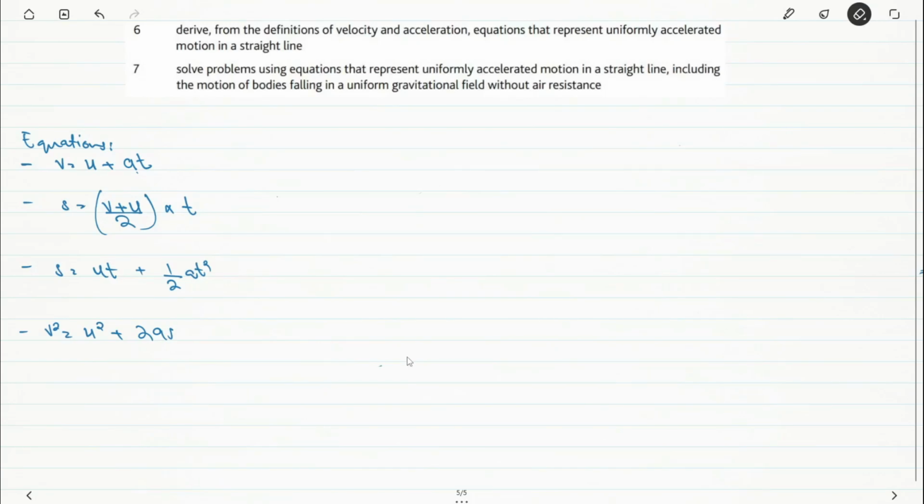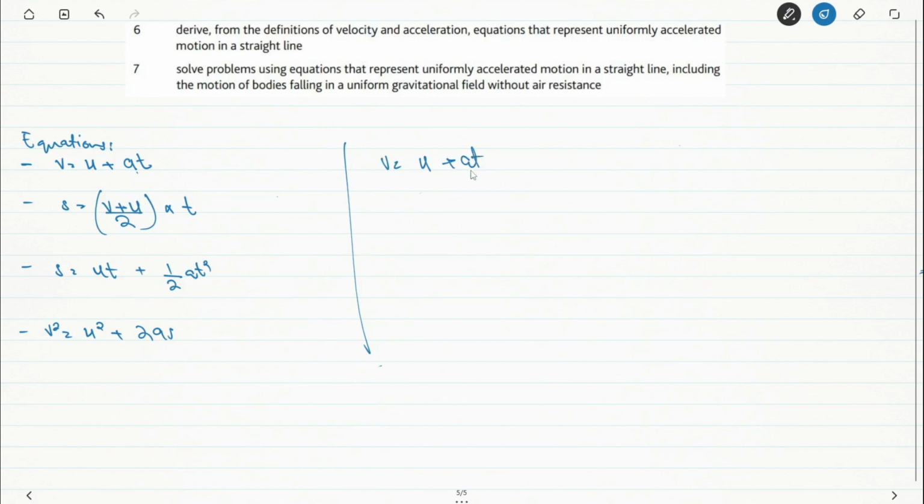Okay, now on to the second module, which is equations of motion. So what we're going to do here now is just derive the equations and tell you what these equations are. And for the problem section, we'll just do the problems in the past paper sections, and you'll learn how to use these equations there. So let's just begin.